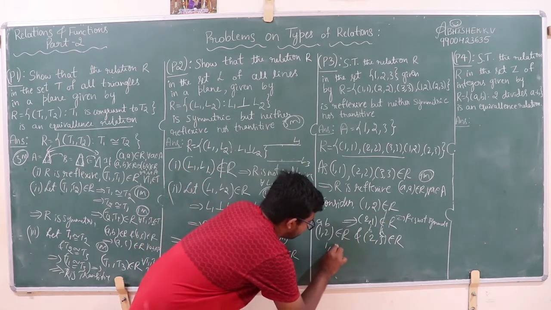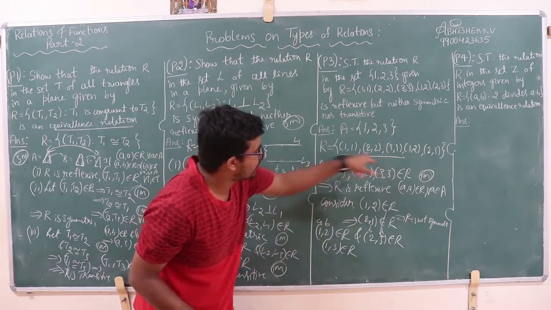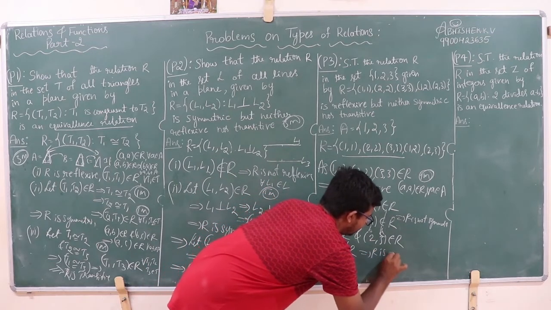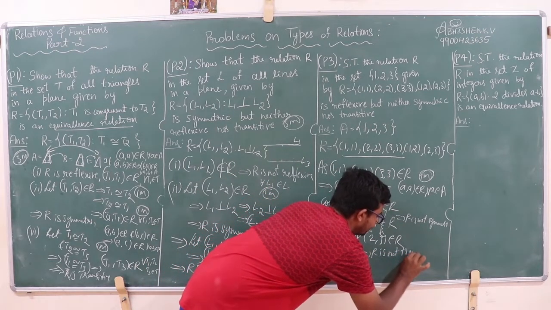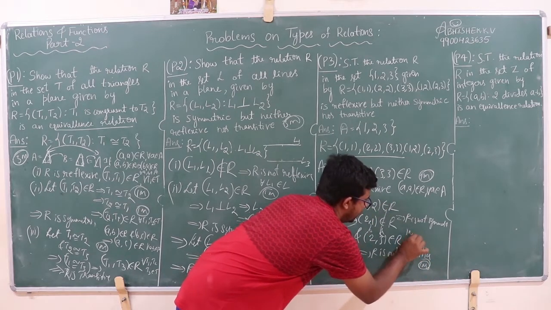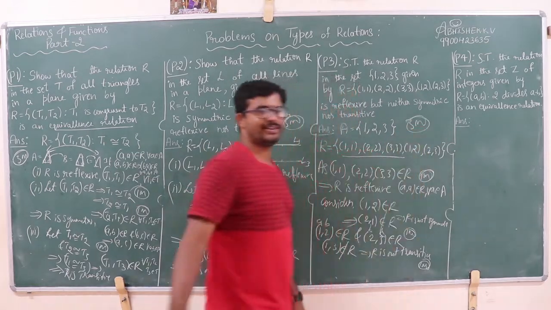Here (1, 2) belongs to the relation, and then (a, c), right? Does (1, 3) belong to the relation? It does not belong to the relation. This implies R is not transitive. Again, this is for 1 mark. Totally, it is also a 3 marks problem for your annual examination.